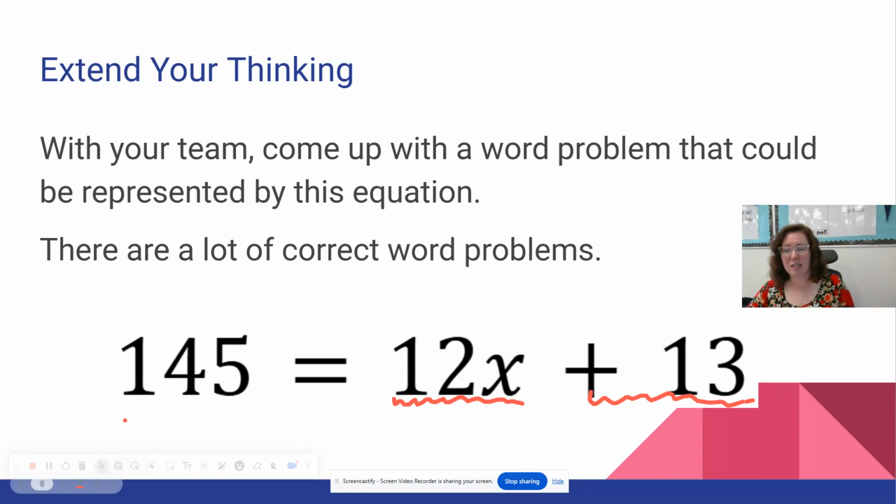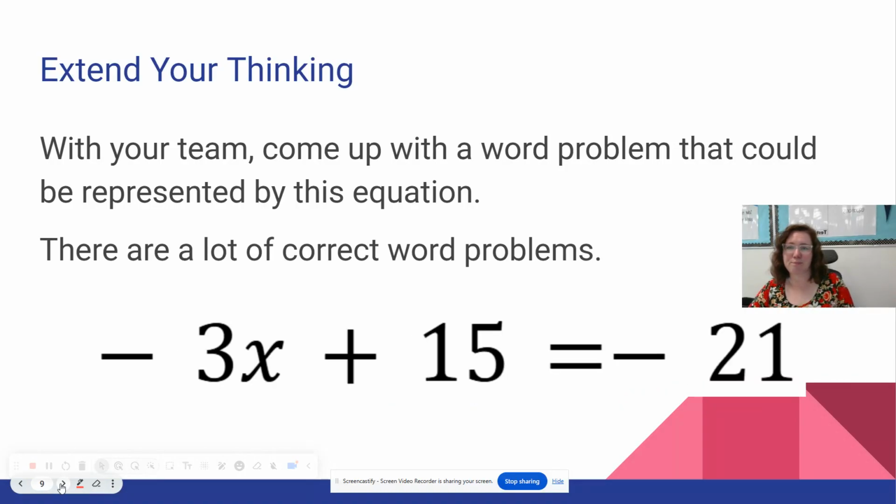My goal is to save up for a game that's $145. There you go. That is a word problem. How many driveways do I have to shovel until I've saved enough money? That could be a word problem that is represented by this situation.